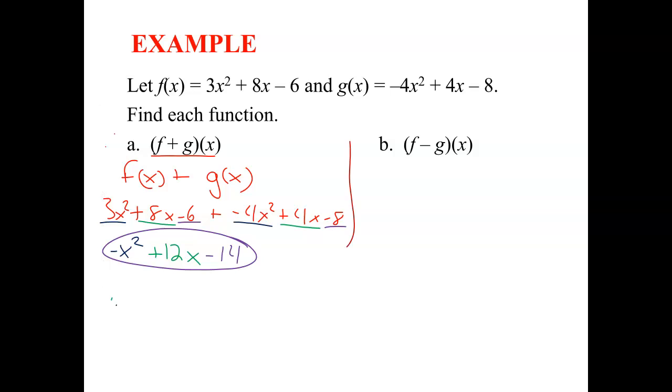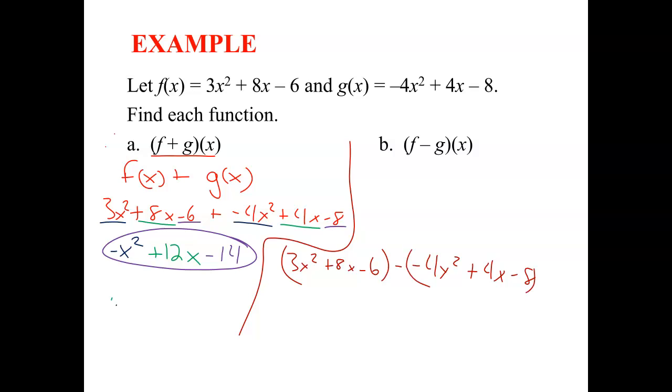Subtraction. Same thing, 3x squared plus 8x minus 6. But we're subtracting negative 4x squared plus 4x minus 8. So when I do that subtraction, what happens to that second polynomial? Plus 4x. Minus 4x. Plus 8. Good. Distribute that negative all the way through. And then just combine that.